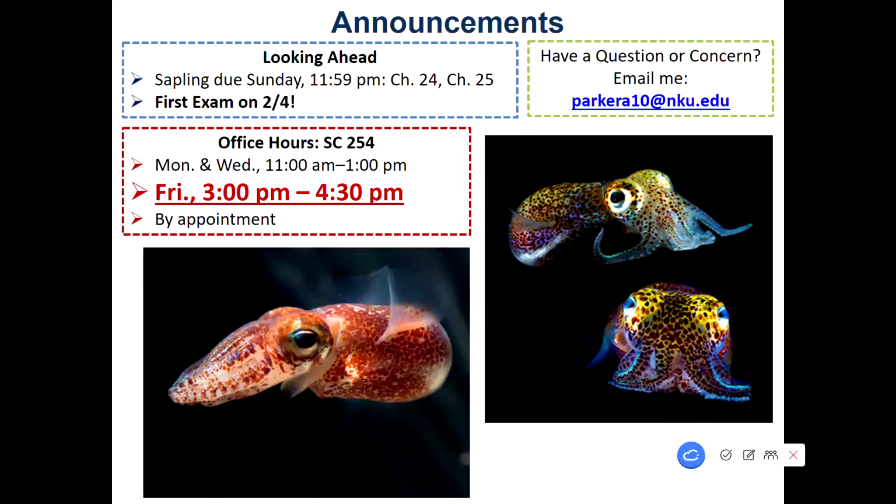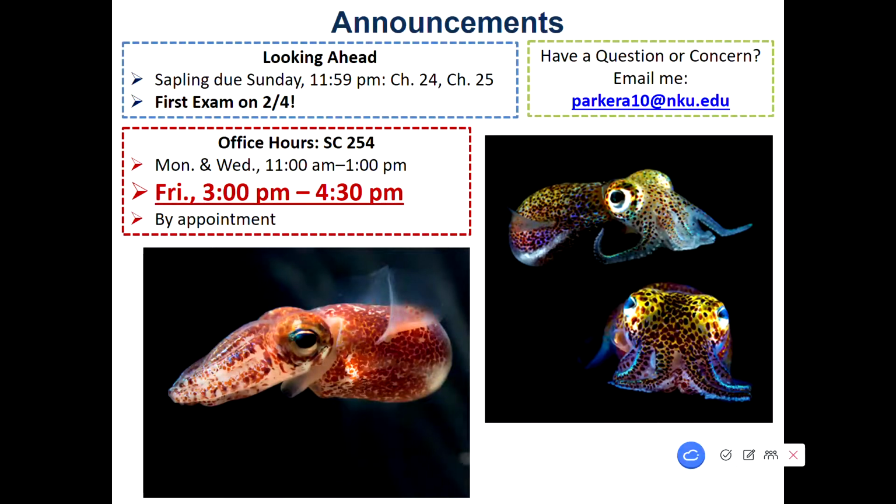Does anybody know what this organism is? It's a squid. You know it's not a cuttlefish because cuttlefish have a W shape in their eyes. It's an easy way to distinguish them. This is actually a Hawaiian bobtail squid. And no, it is not a bacteria or an archaea. It is a eukaryote, which we will be talking about on Thursday.